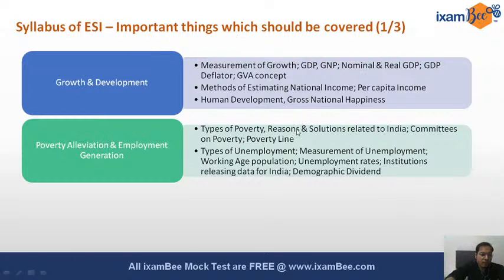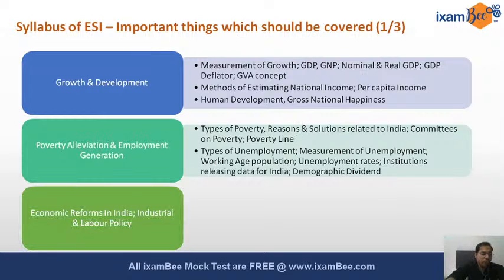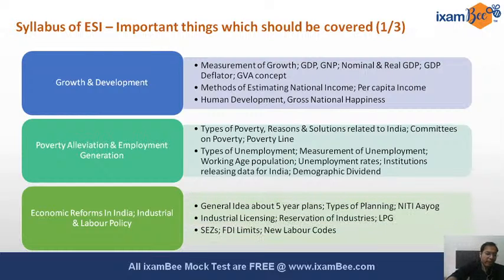And yes, coming to economic reforms in India, so industrial and labor policy. So a general idea about five year plans. When I'm talking about a general idea, you don't have to be very thorough about each and every plan. So the basic one, like what was the Mahalanobis model, in which five year plan it was included. What are the types of planning, be it decentralized or centralized, the genesis of Niti Aayog, some idea about the erstwhile Planning Commission, right?